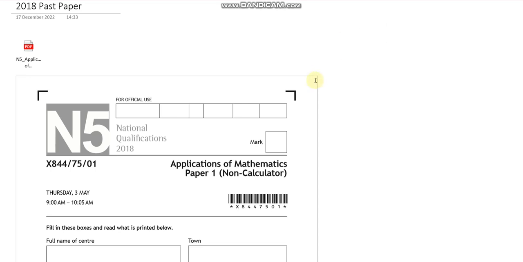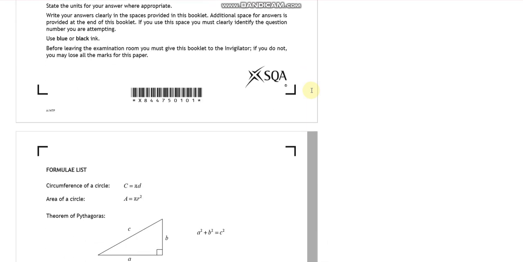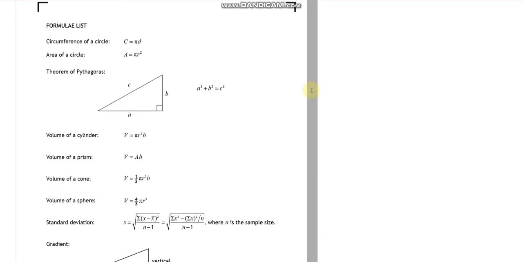Hi, so today we're going to look at the past paper, so we'll do the 2018 calc and non-calc paper. First thing to note is all the useful stuff that you have on the first page. So things like circumference of a circle, area of a circle. You've also got your Pythagoras formula here.